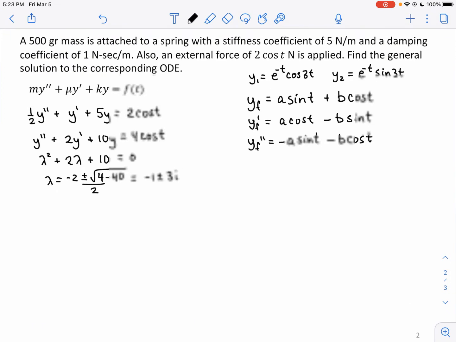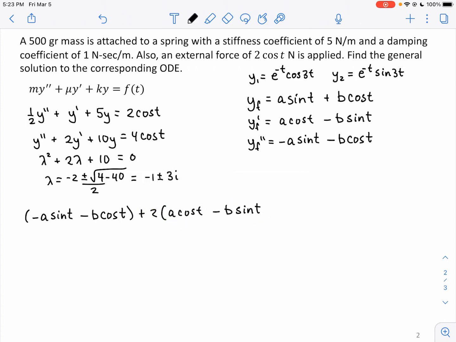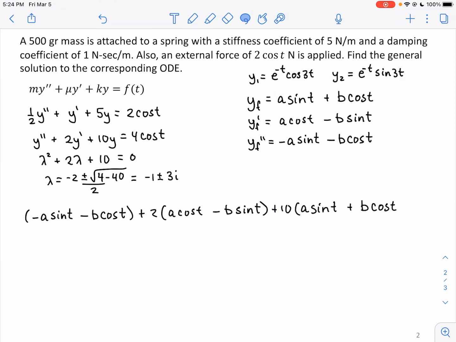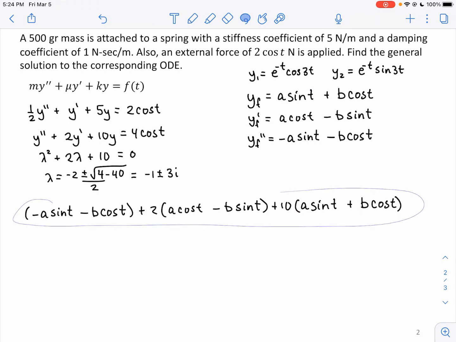Okay, now these get plugged into this differential equation right here. I'm going to start with y double prime. So I'm going to just copy paste this. And there's y double prime. Then we're going to add to this 2 times y prime. Y prime is right here, so copy paste that. And then we're going to add to that plus 10 times y, and y is right here. And all of this should be equal to 4 cosine t. Let me move this over just slightly.